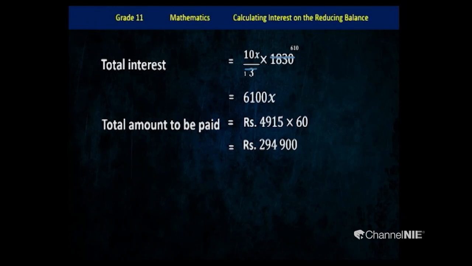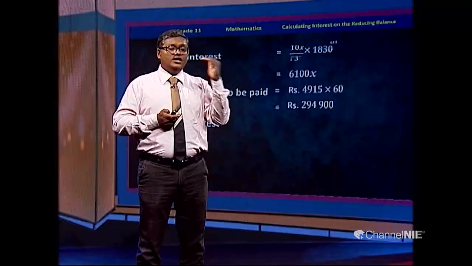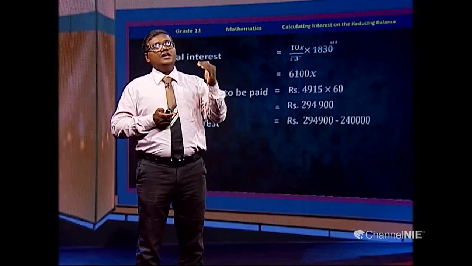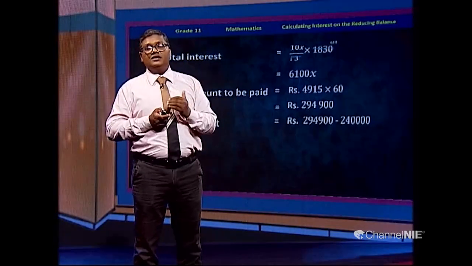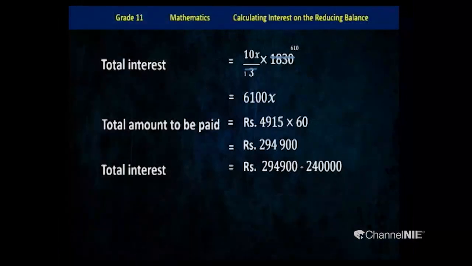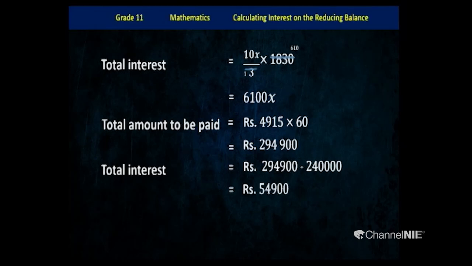Therefore, you remove the loan amount. When you remove the loan amount, you will get the total interest. Total interest is 294,900 minus the initial loan amount 240,000. When you subtract, you get the answer 54,900.